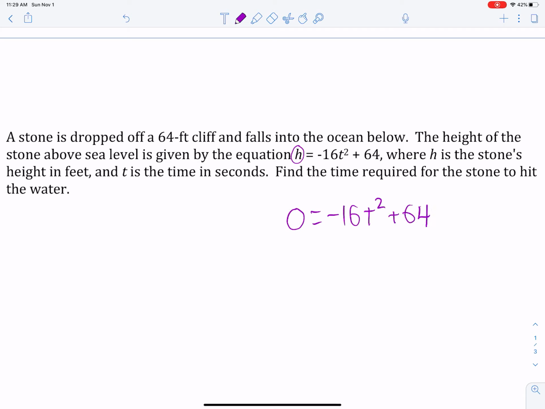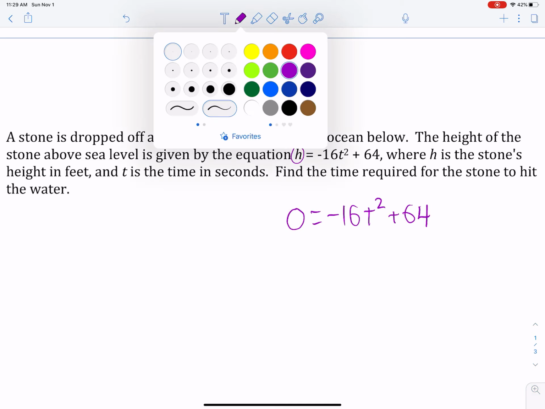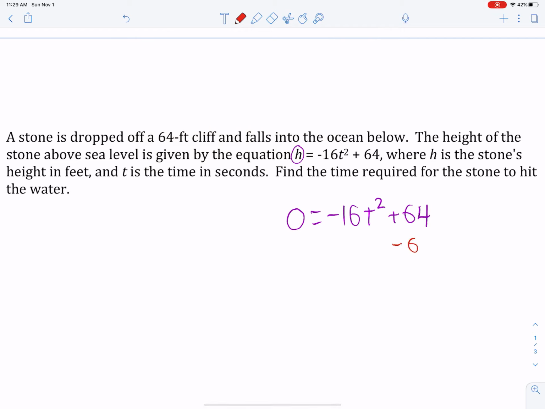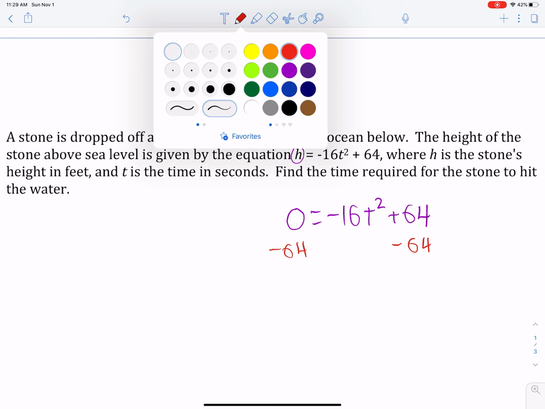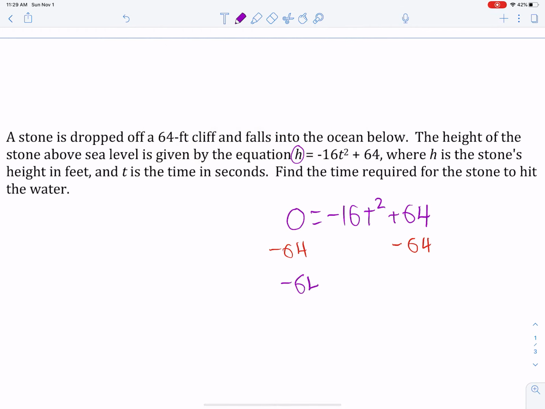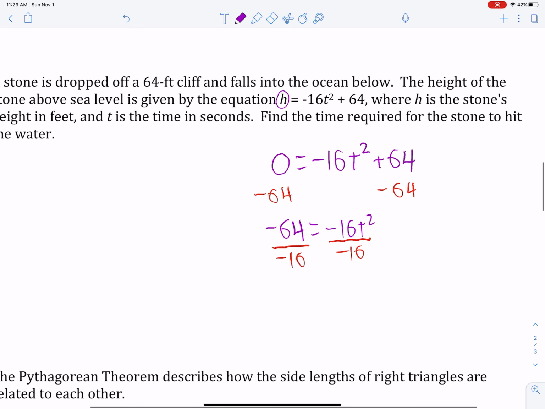Now we're going to solve this one using what we called the square root property. We're going to try to use algebra to get t by itself. First, we subtract 64 from both sides, giving us negative 64 equals negative 16t squared. Next, to get t by itself, we would divide both sides by negative 16, giving us 4 equals t squared.